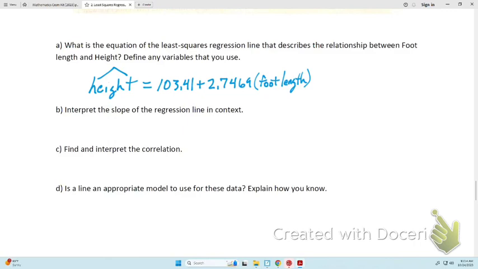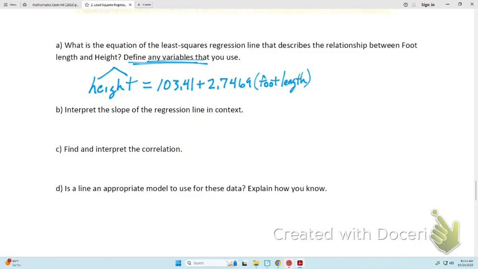When they say define the variables, we have 2 variables, foot length and height. And so by writing them in that spot, we are defining the variables. I guess your other option is you could use y and x there, and then off on the side you could say x is foot length and y is height. But I feel like this way is more efficient.